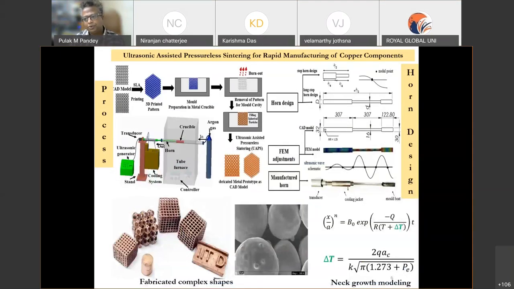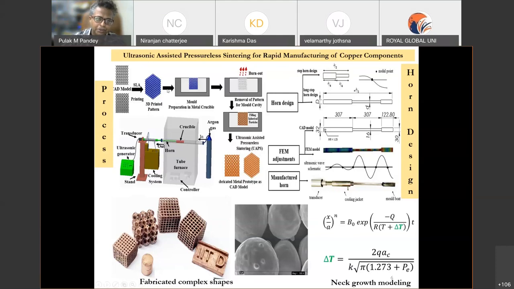Then another important contribution, again very recent: ultrasonic assisted pressureless sintering for rapid manufacturing of copper components. These copper components, you cannot say they are implants, but using the same principle, we have developed our zinc-based biodegradable implants and porous scaffolds, and also magnesium material mixed with some other constituents. You can see my paper, so you will appreciate these things in a very nice way. They have been developed, and you can see the process here.